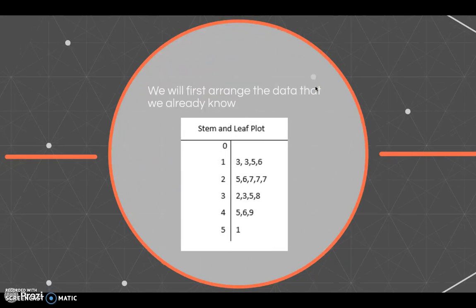We will first arrange the data that we already know. So here I created the stem and leaf plot and I included the number 0 even though we don't have anything in that numeration. But then we have a 1 which will represent the 13, then the 15, the 16, the 25, the 26, and then since we have 3 27s, we put all of them together. And we have 32, 33, 35, 38, 45, 46, 49, and 51.